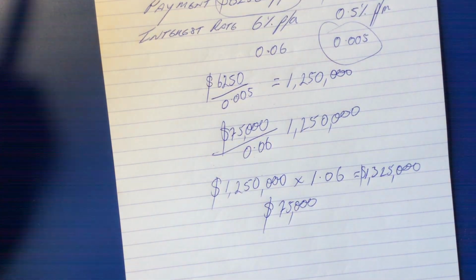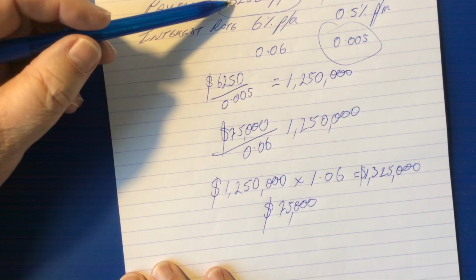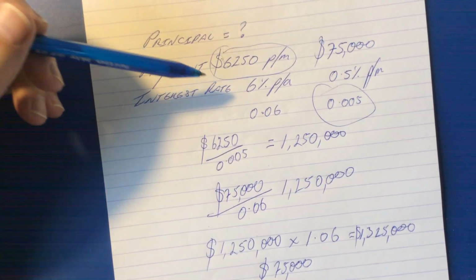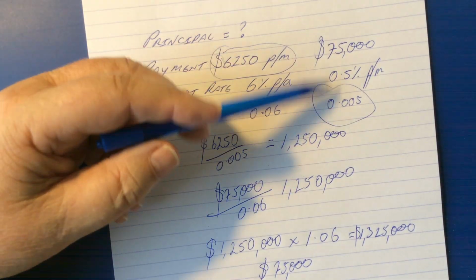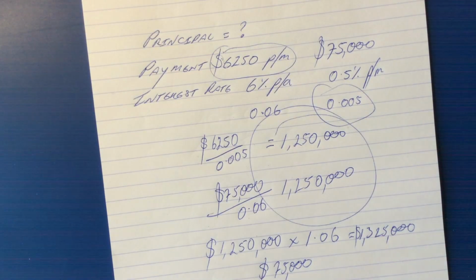What's the quick solution to all of this? Take the matching interest rate and divide it into the monthly or yearly payout amount, and you will get your answer.